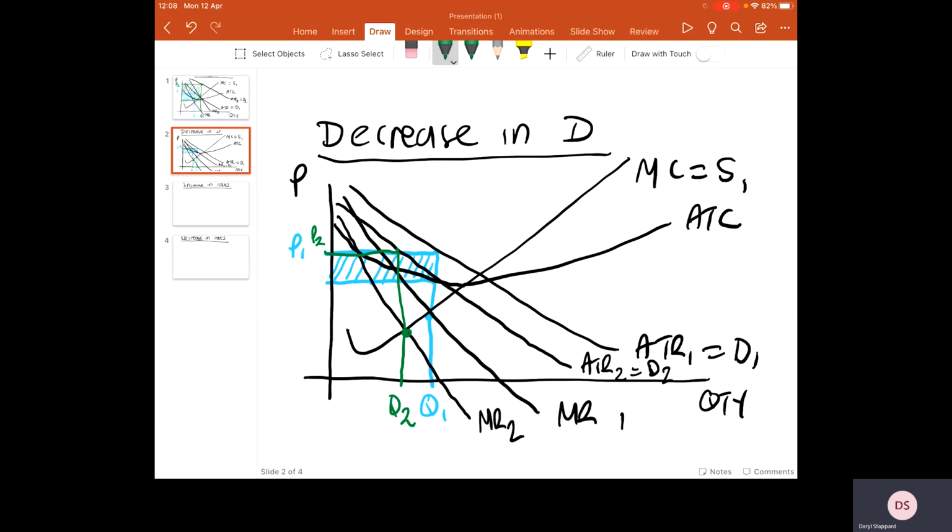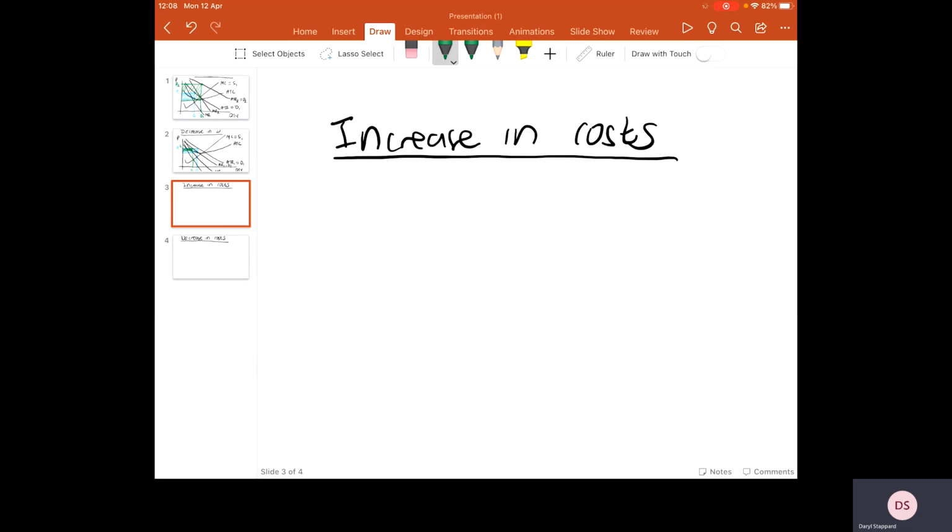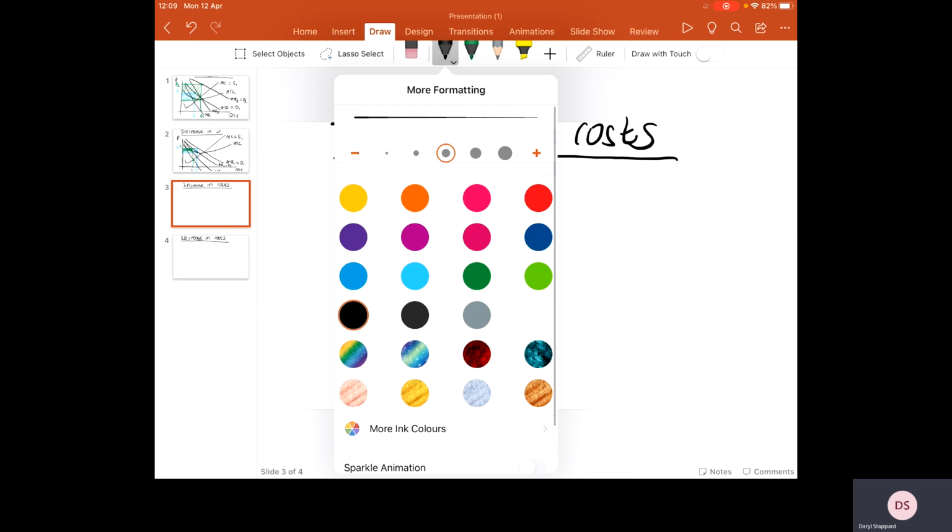But then look what happens. The profits now have fallen from ATR2 down to the average total cost curve. And the firm is now making less supernormal profit than what it did before. Okay, right, what we can then do is show the impacts of cost curves shifting as well.